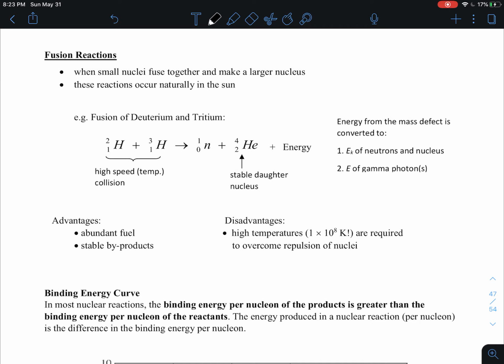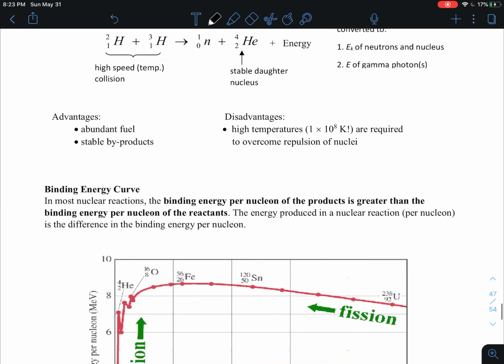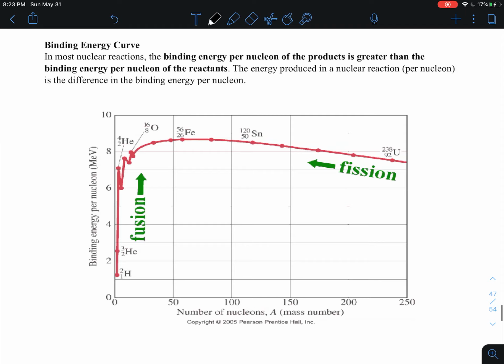Disadvantages: I mentioned that it has to be high speeds or temperatures. It's usually high pressure as well. In this case, it says high temperatures, roughly 1 times 10^8 Kelvin, are required to overcome the repulsion of the nuclei. Once again, hydrogens are mostly protons and neutrons. And how do we get protons to fuse with other protons? Well, it has to be in these conditions of extremely high temperatures, high speeds, or high pressure in order to do this.